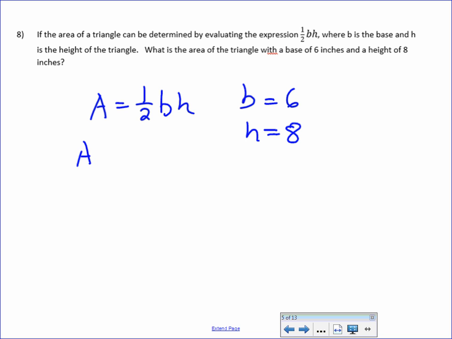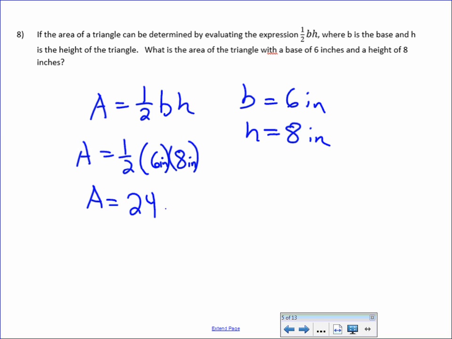And so the area is going to be 1/2 times 6 times 8, in inches, sorry, always put in units. Inches. And so you multiply that out, and that will give you 24 inches squared, because inches times inches is inches squared.